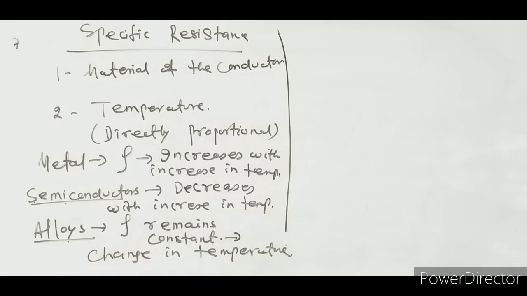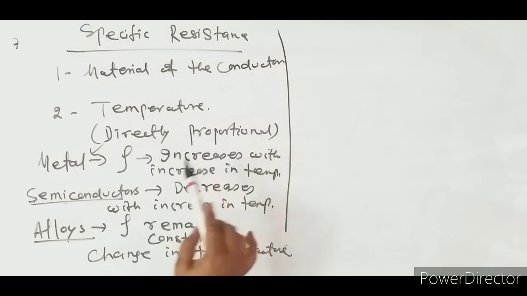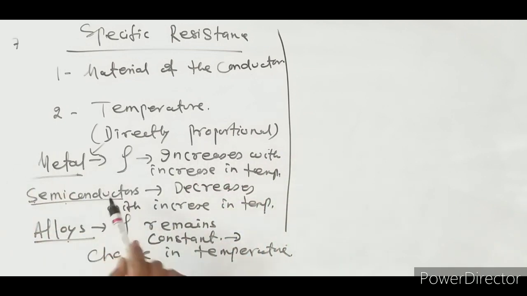It is very low for metals, and for alloys it is different, for semiconductors it is different, and it depends upon the temperature. For metals it is directly proportional. Rho means specific resistance increases with increase in temperature for metals. For semiconductors it decreases, and for alloys rho remains constant. Clear?